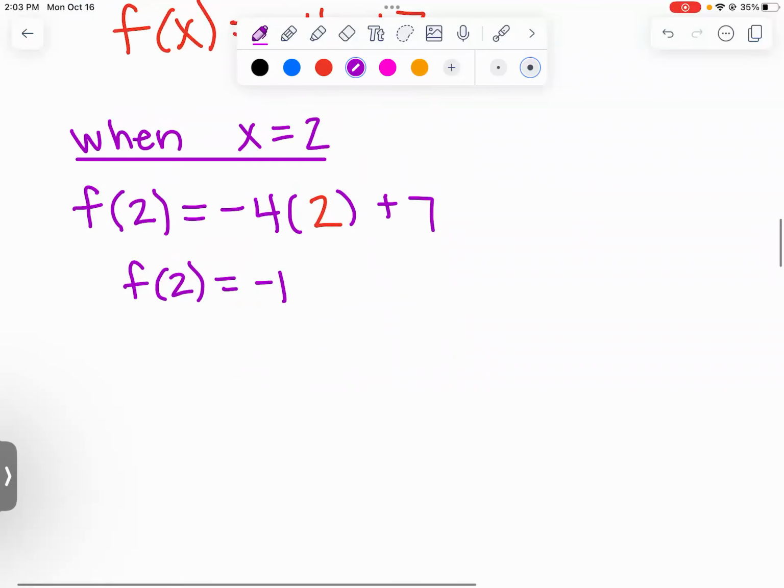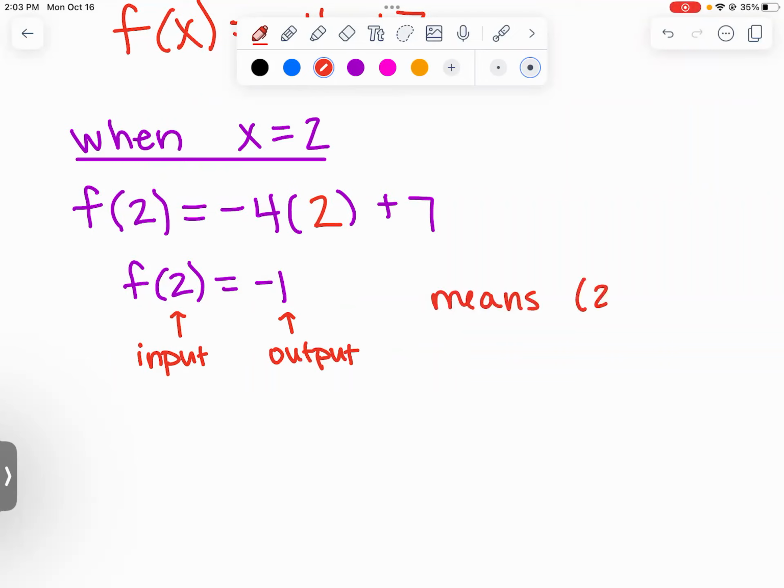Well, let's talk about this. Okay. So I want you to label this. This is our input. This is our output. And it means we have 2, negative 1 if we were to graph. It's easy to see that when it's in function notation.